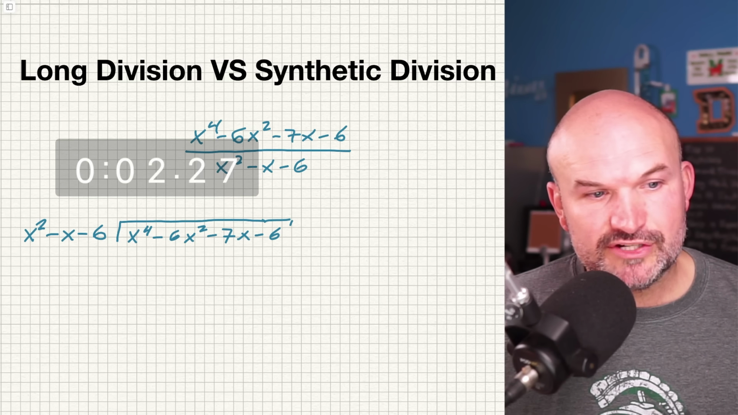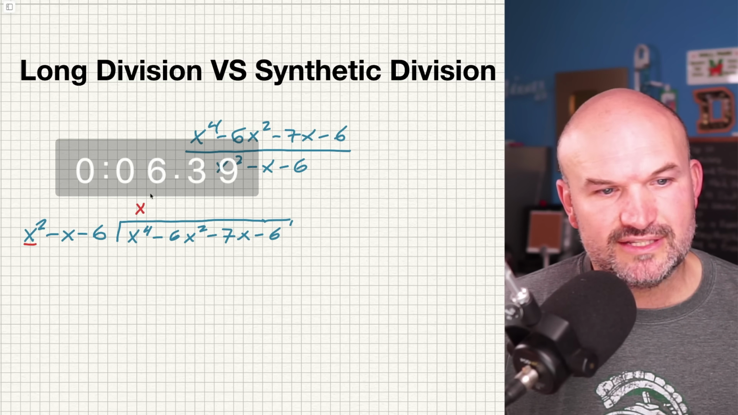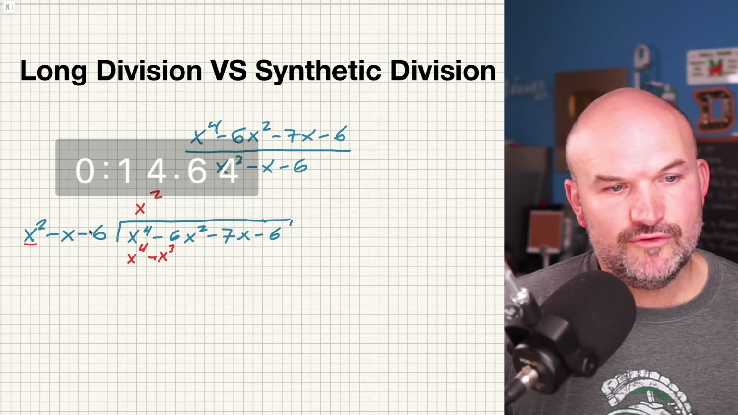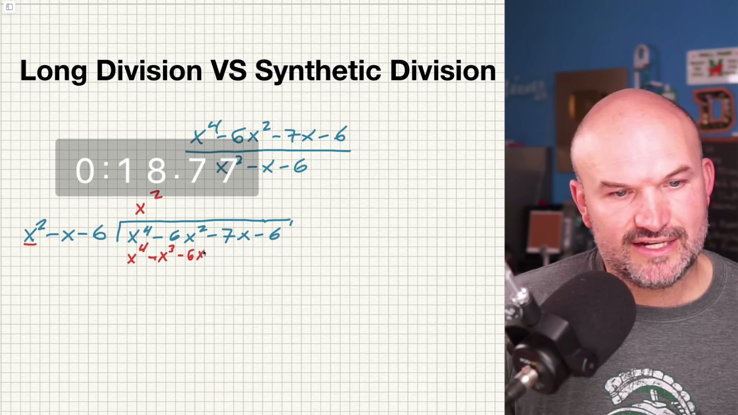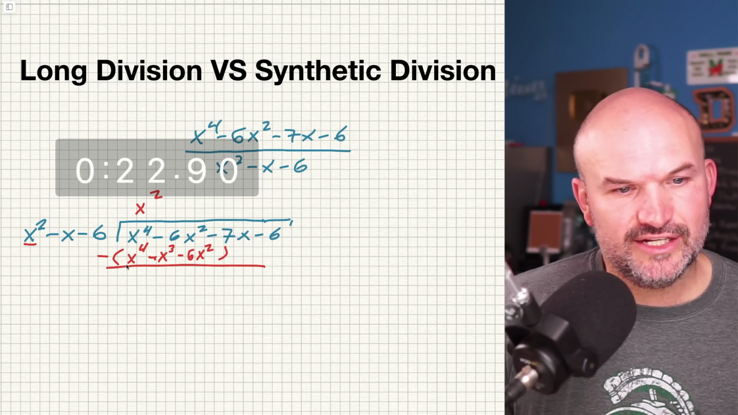All right, so long division, we're always going to take the first term of our divisor. x squared goes into x to the fourth x squared times. Multiply that times everything. So that's going to be x to the fourth, we have a negative x cubed, and then I have a negative 6x squared. We're going to subtract the whole row. That's going to go to 0.